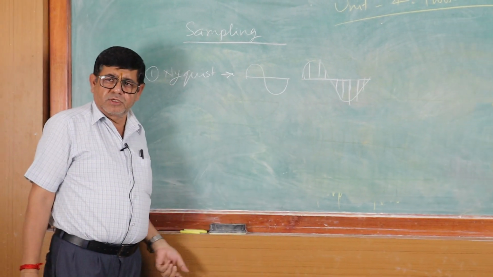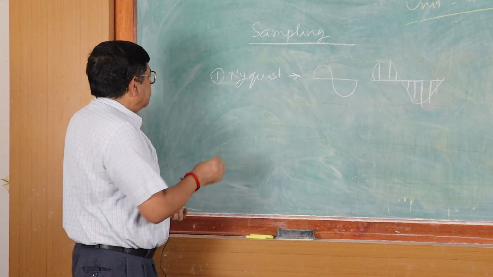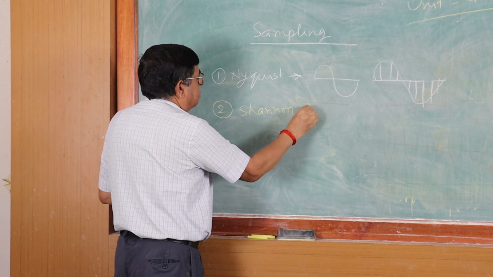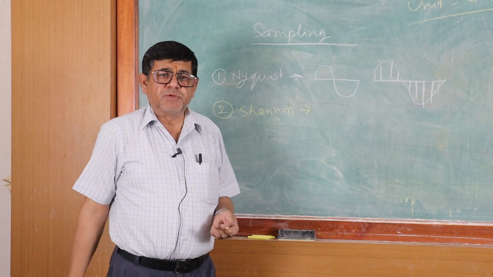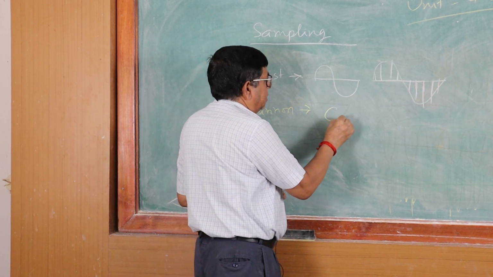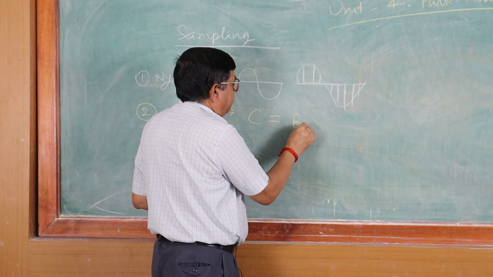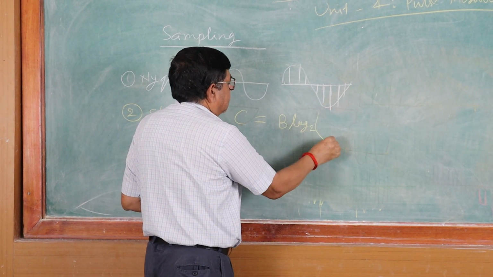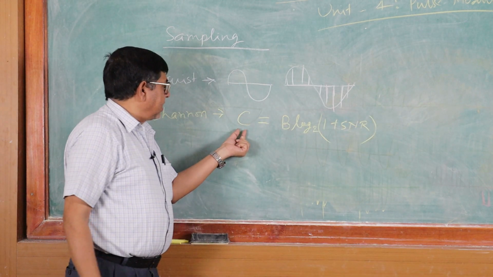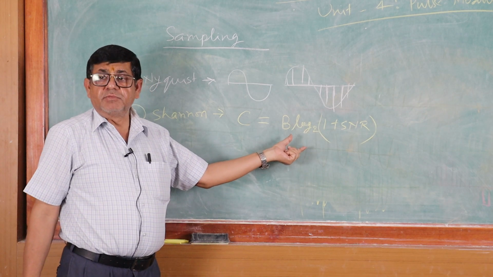I will tell what the Nyquist theorem is. Another person in the history of the field of communication was Shannon. Shannon gave the maximum transmission capacity theorem. He told that the channel capacity is C equals B log to the base 2 of (1 plus signal to noise ratio), where B is the bandwidth. So we can increase the channel capacity and hence we can get a higher transmission rate.